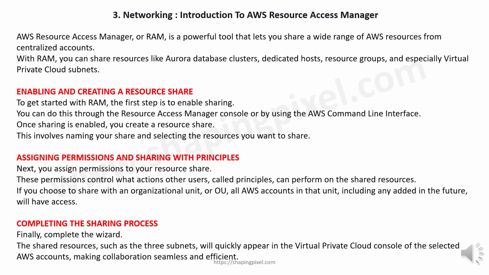Once sharing is enabled, you create a resource share. This involves naming your share and selecting the resources you want to share. For example, you might create a share called DevTeam1 and include 3 subnets from the same virtual private cloud. Next, you assign permissions to your resource share. These permissions control what actions other users, called principals, can perform on the shared resources.